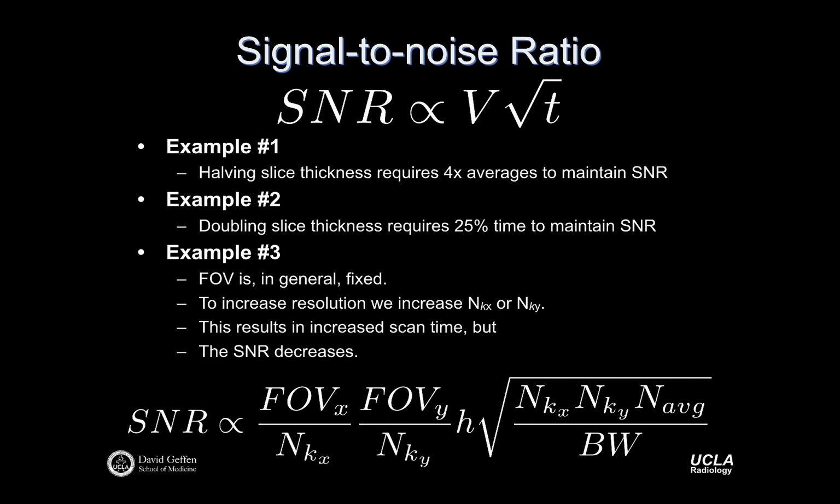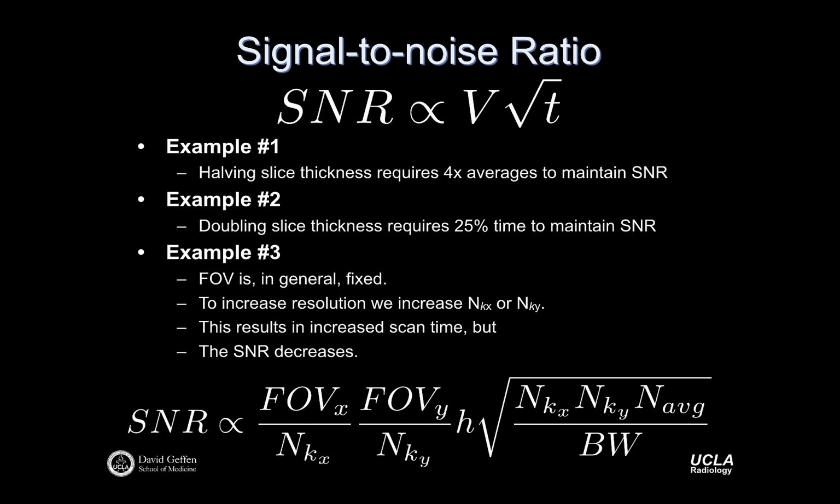And then here's sort of the third example. So in general, we said this a lot of times, our FOV, our field of view, is fixed, right? We have an object that we're trying to image, and we make the field of view small enough to match that object. And so if you want your resolution to go up in general, you have to increase the number of k encoding points in the x or y direction.